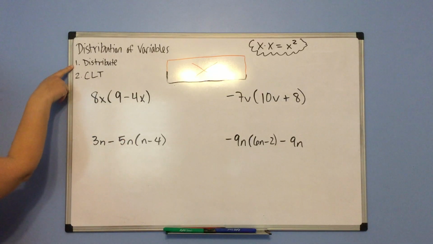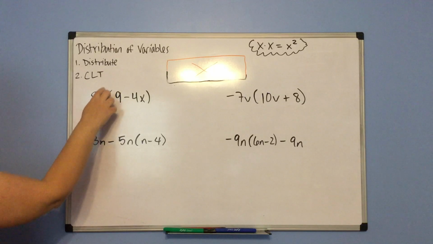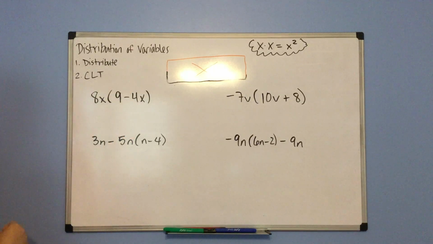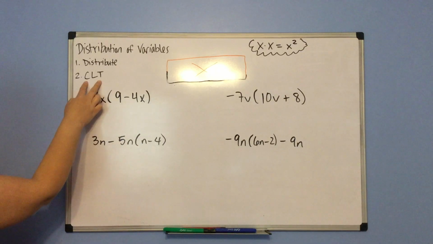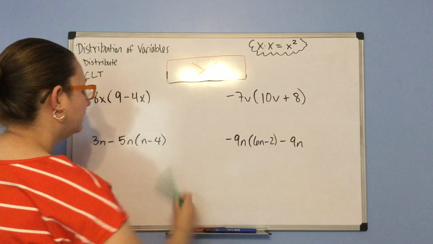The steps we're going to take is we're going to distribute anything we need to distribute. Remember, that's anything in front of parentheses needs multiplied by everything inside those parentheses. And then if you can, sometimes you can't, it depends, we're going to CLT or combine like terms. So let's take a look at some problems here.